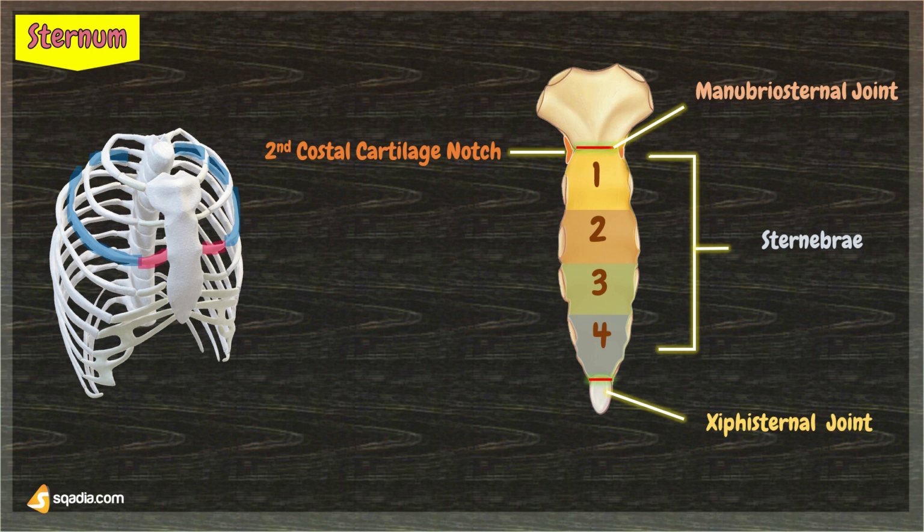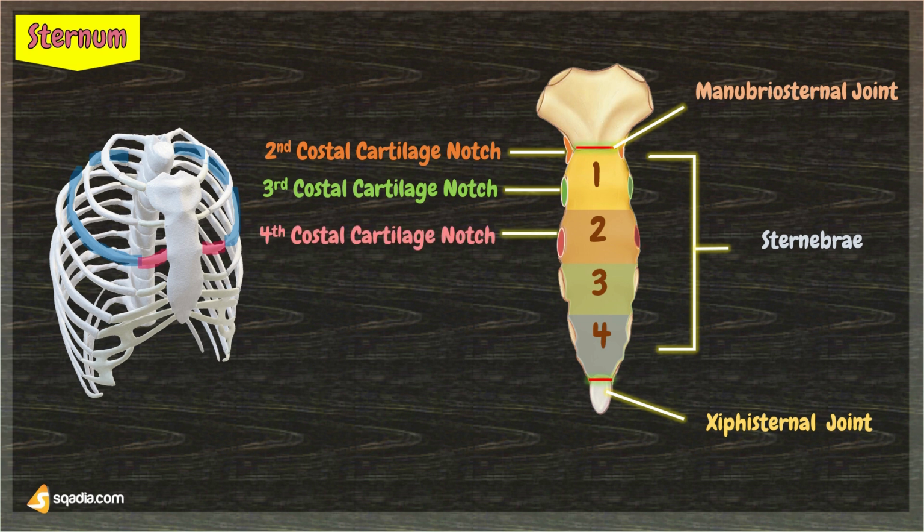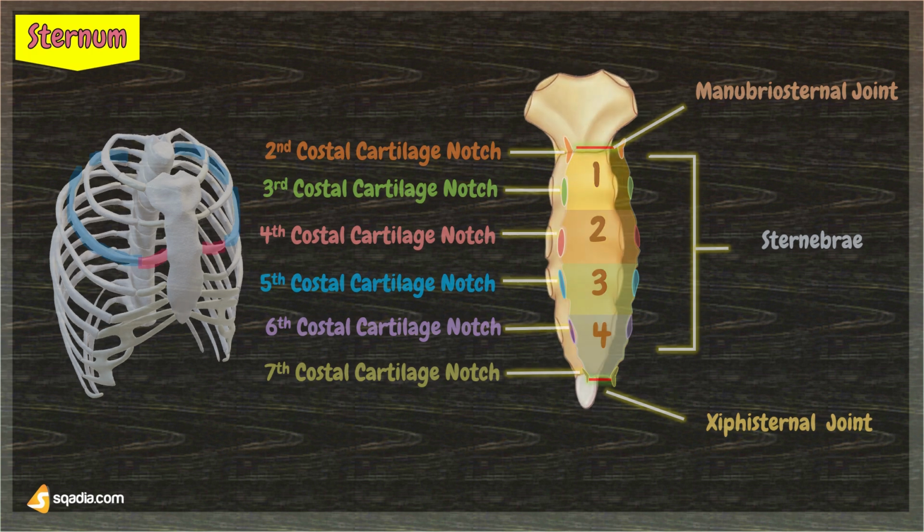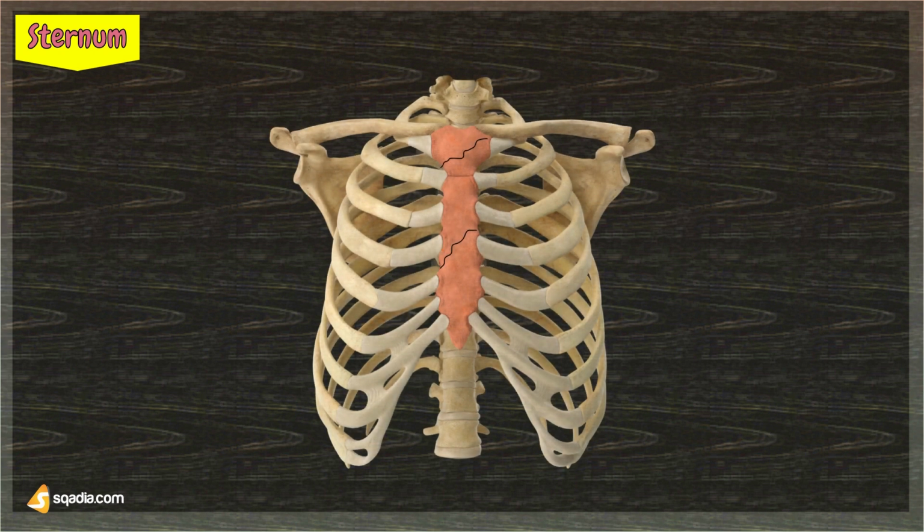You can see here the 2nd costal cartilage notch, the 3rd costal cartilage notch here, the 4th costal cartilage notch, this one the 5th costal cartilage notch. Here is the 6th costal cartilage notch, and lastly, the 7th costal cartilage notch, where it articulates with the 7th costal cartilage. In addition to its role in anatomy, the sternum is also involved in several medical conditions, such as sternal fractures, which occur after a traumatic injury to the chest.